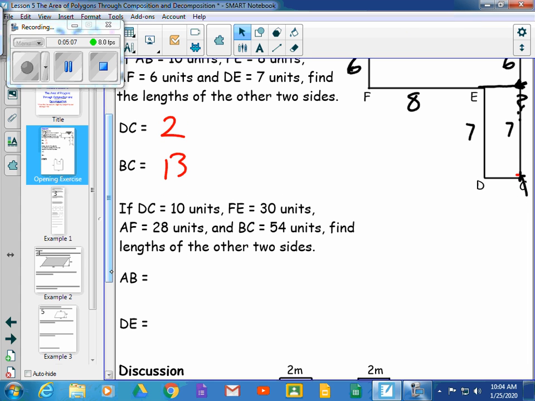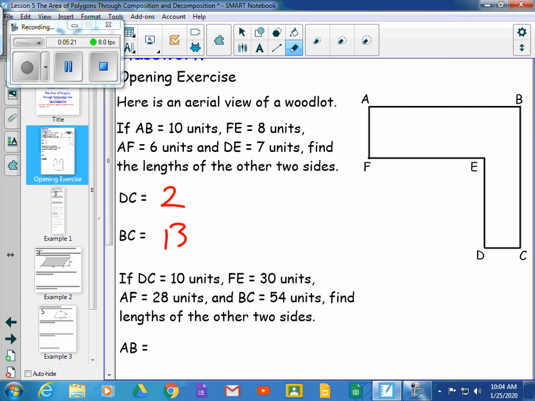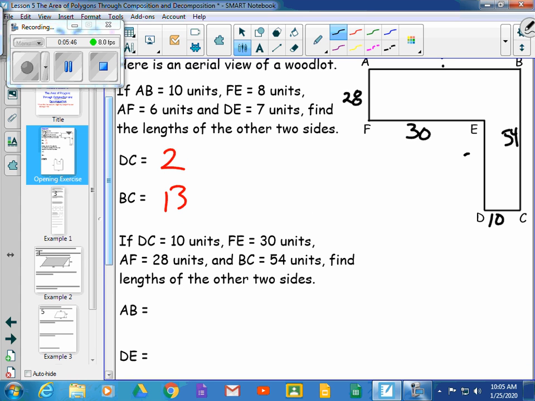Now the next part says they're giving us some different dimensions here, and they want us to find those missing dimensions. So let's go ahead and erase everything and start over again. And let's plug in the information that we're given this time. It says DC is 10 units, FE is 30, AF is 28, and BC is 54. We need to find the lengths of AB, and we also need to find the length of DE.